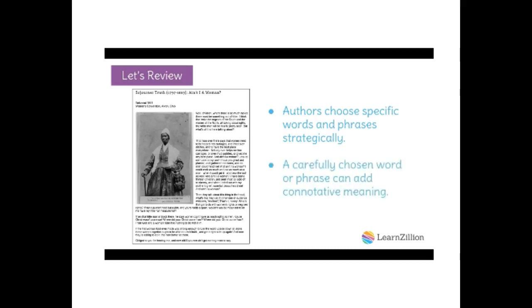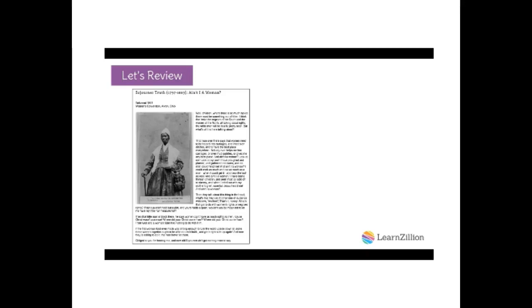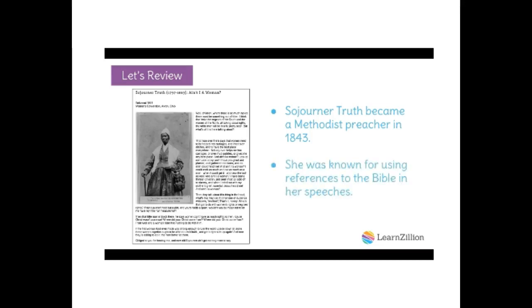A carefully chosen word or phrase can add connotative meaning in the minds of the reader or listener. And as we approach certain parts of this text today, it's important to know a couple of background facts about the speaker Sojourner Truth. She became a Methodist preacher in 1843. When she became active in the abolition and women's rights movements, she was known for using references to the Bible in her speeches.